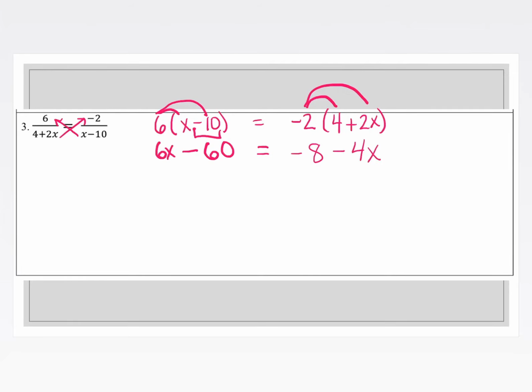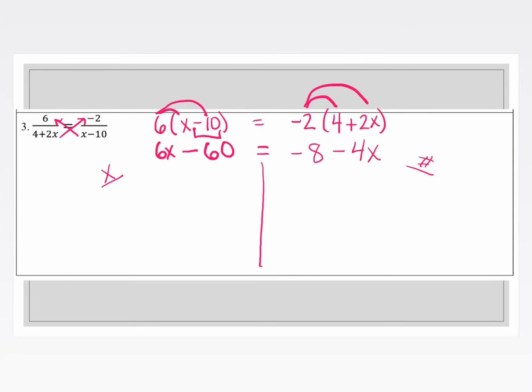Okay, now thinking back to topic 3, when we wanted to get the variable on one side so that we can easily isolate it, I'm going to draw my vertical line down here and decide which side I want my variable to be on and which side I want my constants to be on. Let's say I want my x to be on the left-hand side and my numbers to be on the right-hand side. So in order to do this, I'm going to move any variables that I see on the right-hand side so that they ultimately end up on the left-hand side. I see this negative 4x.